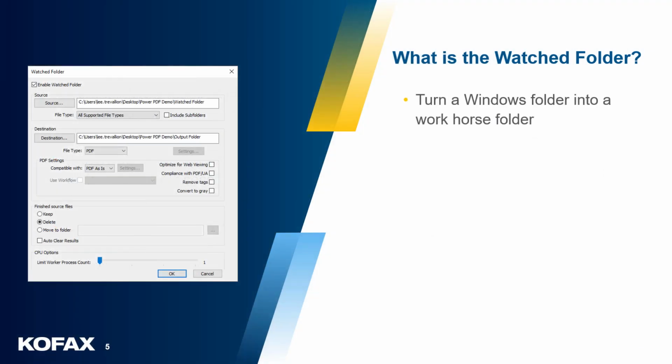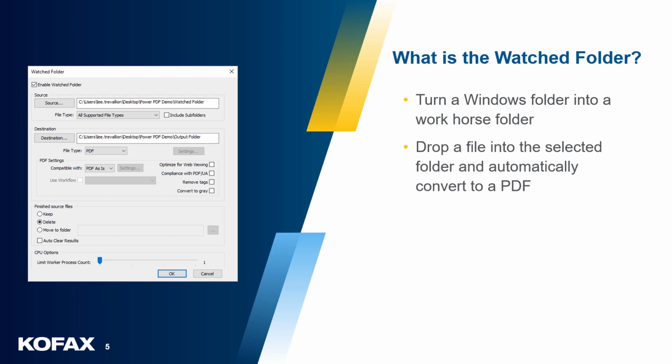Select any Windows folder to be your source workhorse folder. Choose if only a specific file type should be detected or all the file types Power PDF supports, over 25. Choose the destination folder for your process files and simply drop a file into the source folder and sit back. Your output files can even be text searchable PDFs.